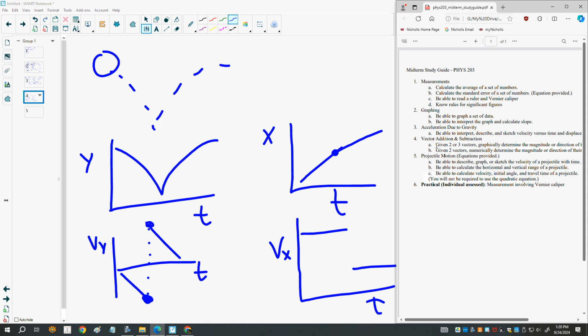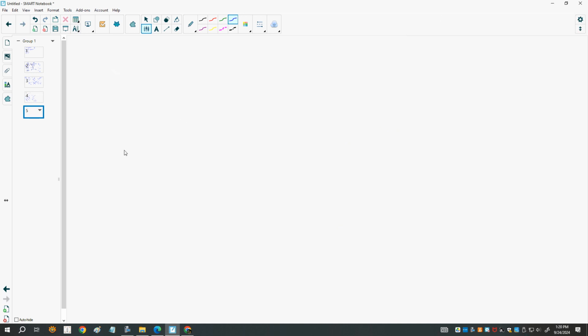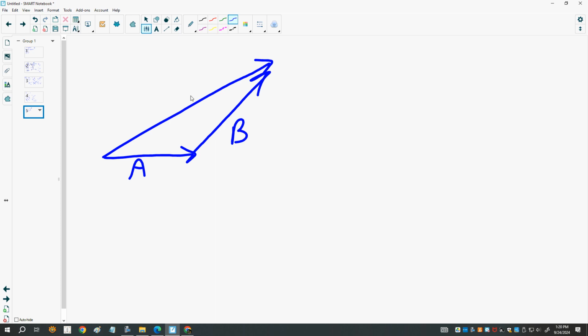Let's see, next you're going to have to do vector addition and subtraction. That is, I'll give you vectors that you have to add graphically. So if I give you two vectors, a and b, you have to be able to add them graphically, a plus b. I might give this to you with a scale like we did in lab, where you have to draw them and use the protractor and actually figure out what is the magnitude of this vector.